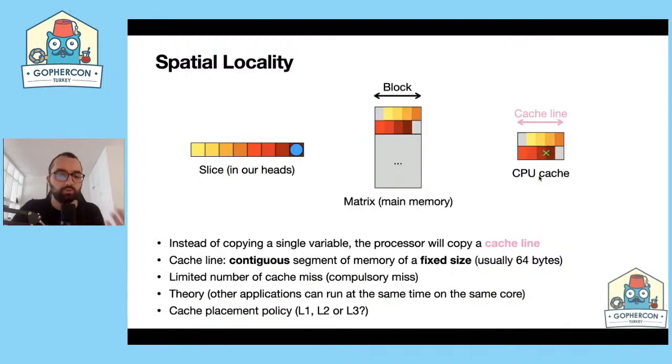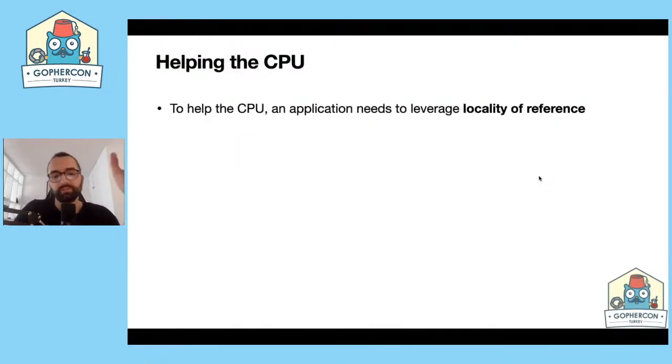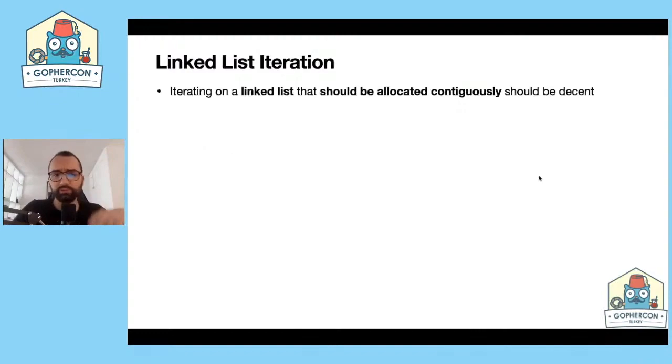But for us as Go developers, what we want to do is help the CPU. And to help the CPU, our application needs to leverage locality of reference, what we have seen, keeping things contiguously allocated, right? And there is another very important principle here: predictability. So, locality of reference and predictability. We're going to see two examples. In the first one, we iterate on a linked list, and we try to allocate it contiguously, meaning in the scope of a single function, for example, and I am not going to keep updating it. Normally, everything should be allocated contiguously. So in terms of performance, it should be pretty decent, right?